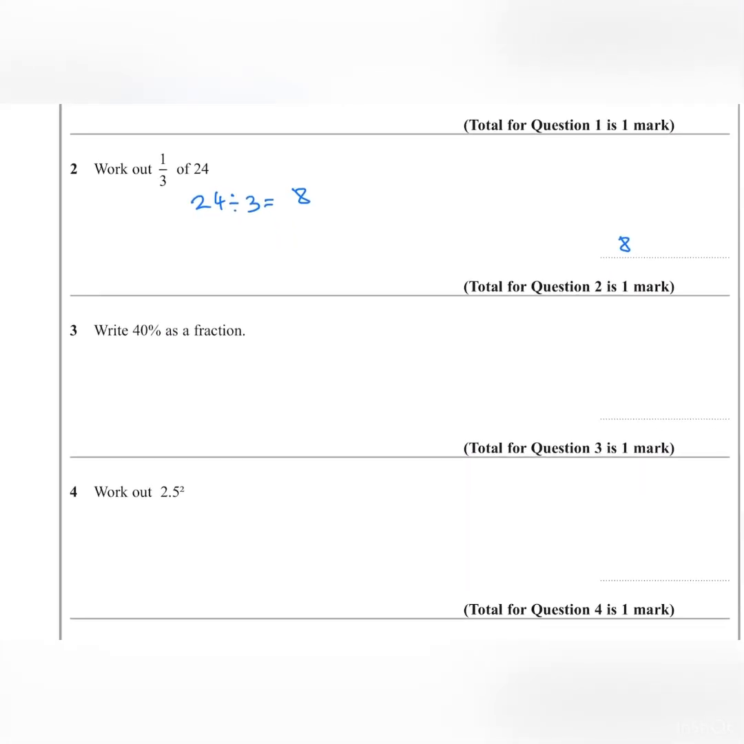And it says write 40% as a fraction. So 40% means 40 out of 100. Okay, and then we can cancel this down. So again, you can halve it first if you like, 20 over 50, halve it again, 10 over 25, and then 5's timetable, 5 times by 2 and 5 times by 5, so it's 2/5.